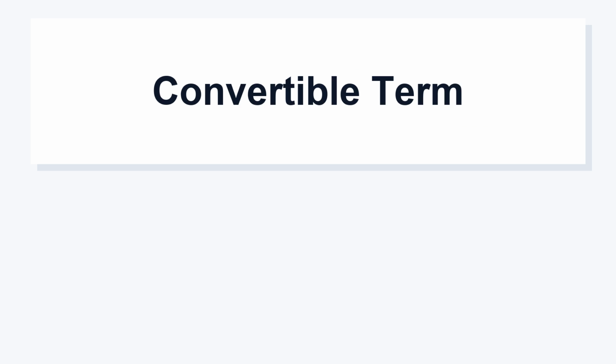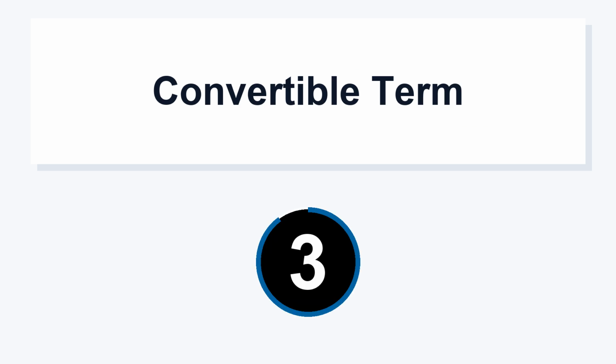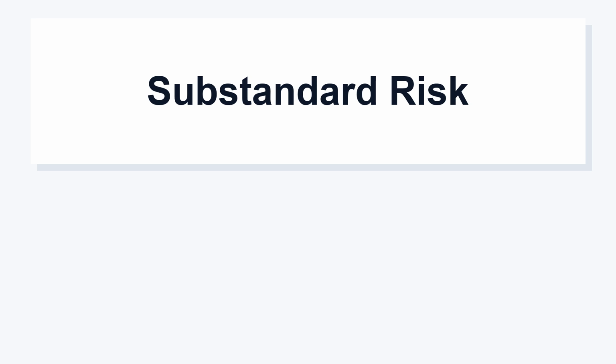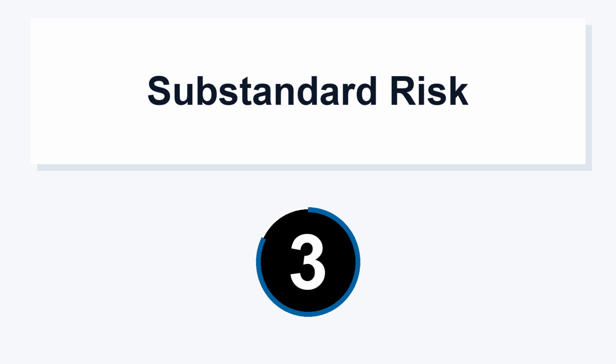Convertible term. Provides the policy owner with the right to convert the policy to a permanent insurance policy without evidence of insurability. Premium will be based on the insured's attained age at the time of conversion. Substandard risk. Results in higher premium.